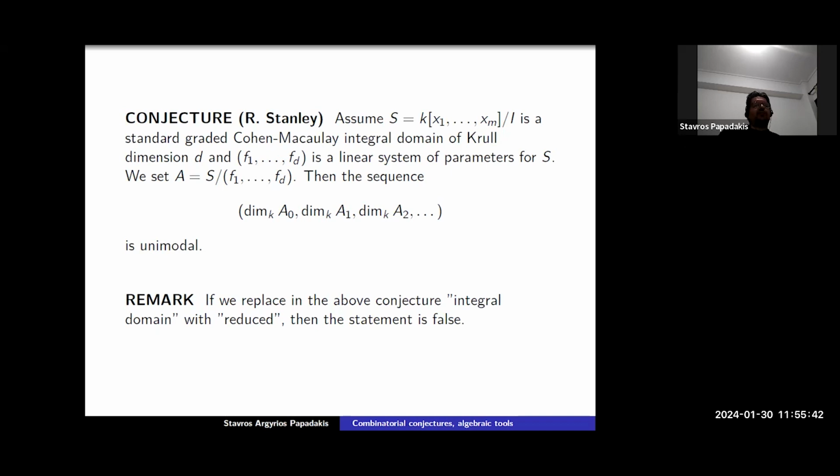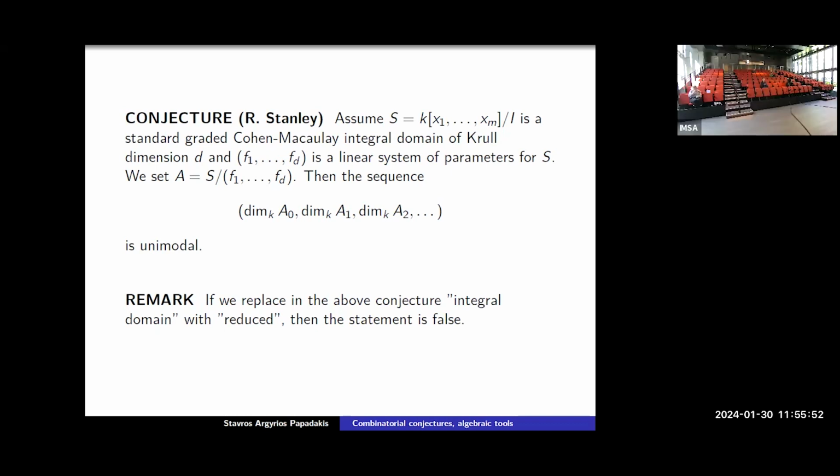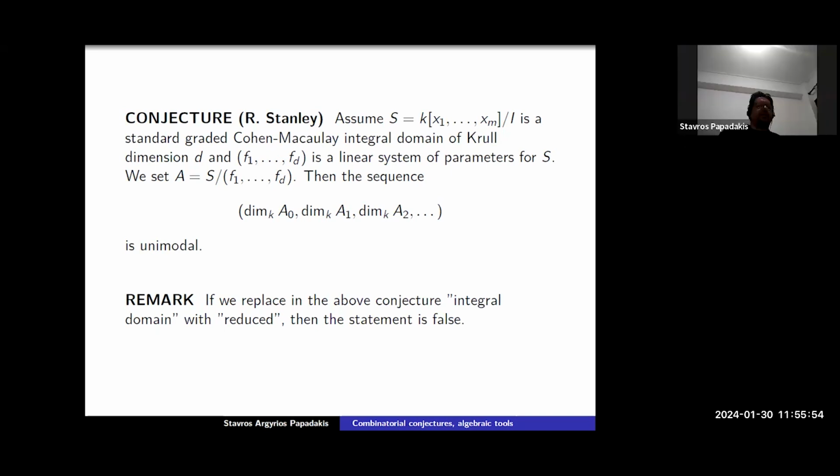This conjecture, which is open, states that the sequence of the dimensions of the graded parts of A is unimodal. This is a conjecture that is open.